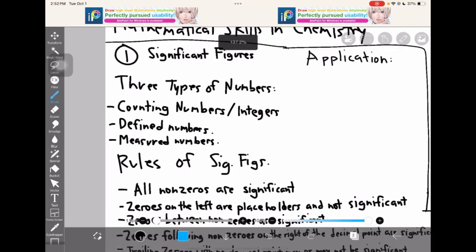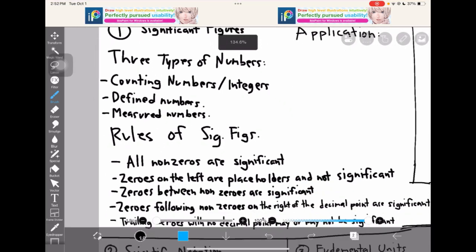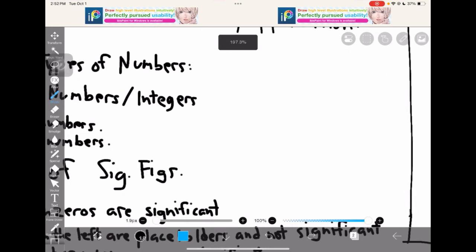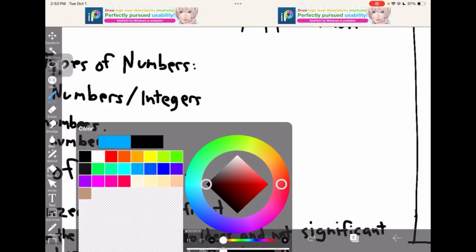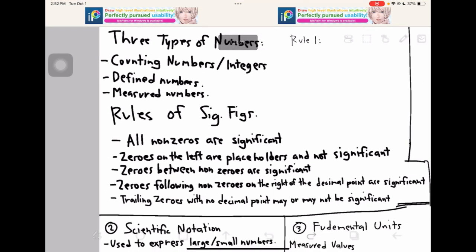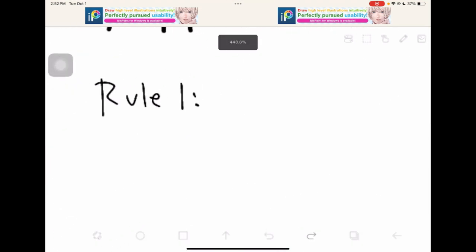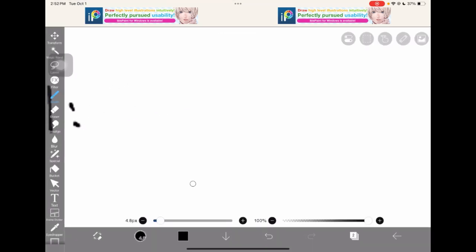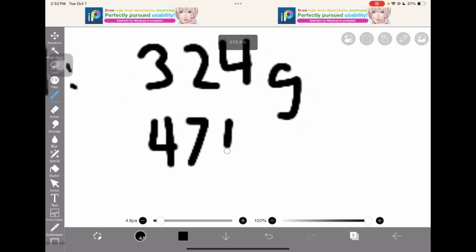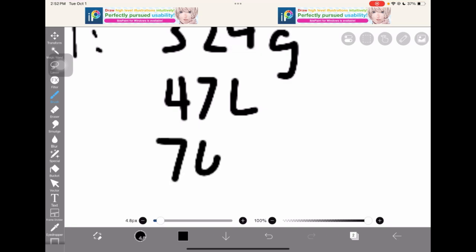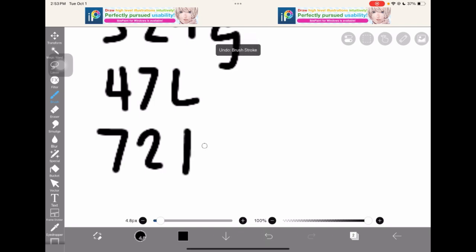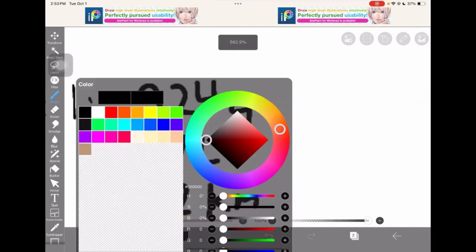How about what are the actual rules of significant figures? There's 5, and I will show you how each one works in this application. So let's read rule number 1 first. Rule 1 states that all non-zero digits are significant, which means numbers such as 324 grams, let's say 47 liters, or 72 yards or kilometers. So let's count each digit, shall we?